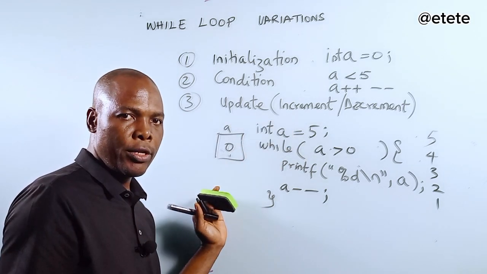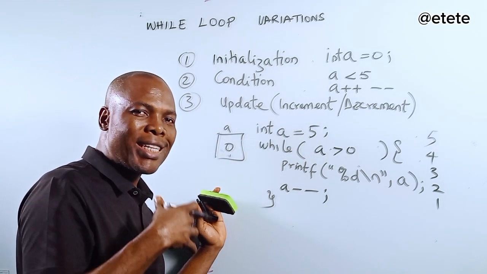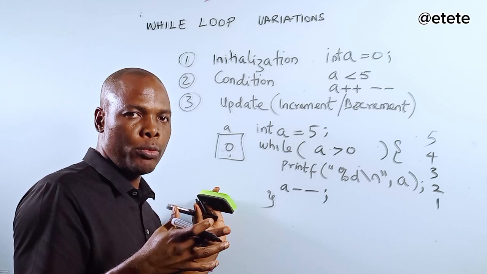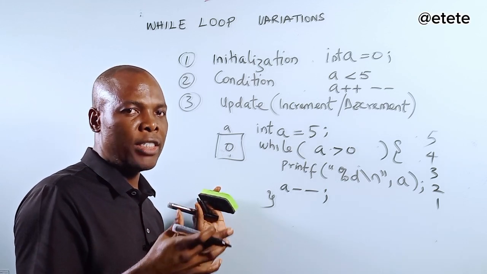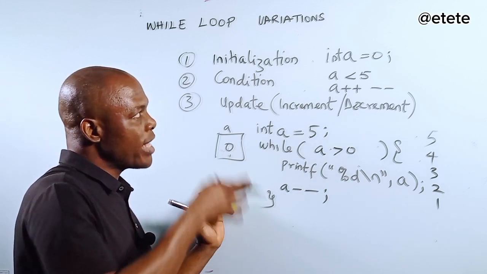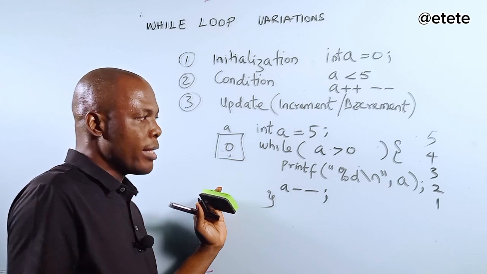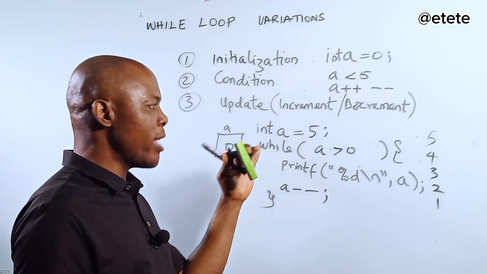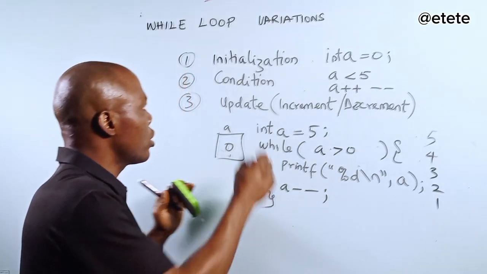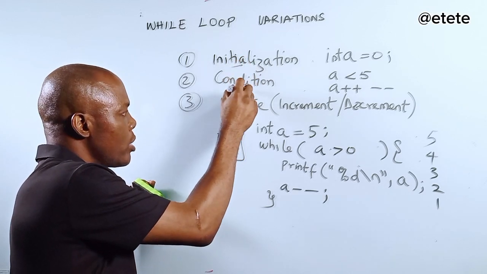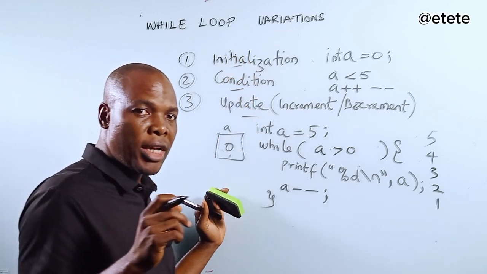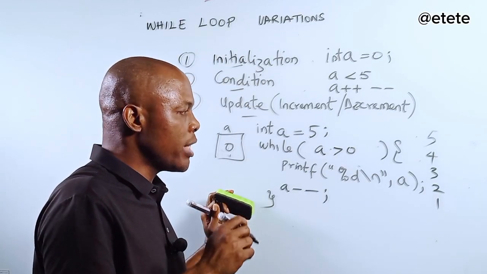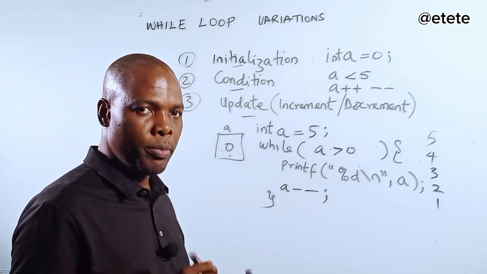So this is another variation. You can create as many variations as possible, depending on what you are trying to achieve as a developer. That is just what I want to show you in this class, that you can have different variations of the while loop, but you have to be very conscious of the initialization, the condition, and the update, what you are trying to achieve. That will help you determine what your output will be.